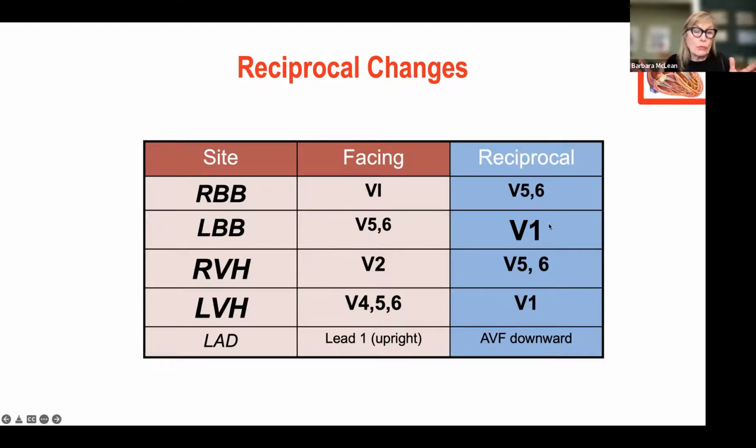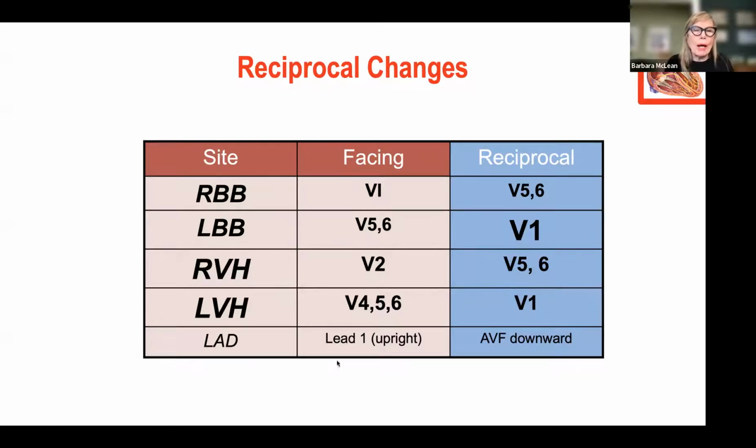With bundle branch block, those waves are wide. With hypertrophy, the waves are not wide. Left ventricular hypertrophy, you're going to diagnose that primarily in V4, but you can also look at V5 and 6. What you're going to see with left ventricular hypertrophy is a big upright, really big in V4. Normal zone of transition, but a big upright, greater than 10 millimeters, usually greater than 15 millimeter voltage. That tells you have left ventricular hypertrophy, and you're going to have a big narrow downwards in V1.